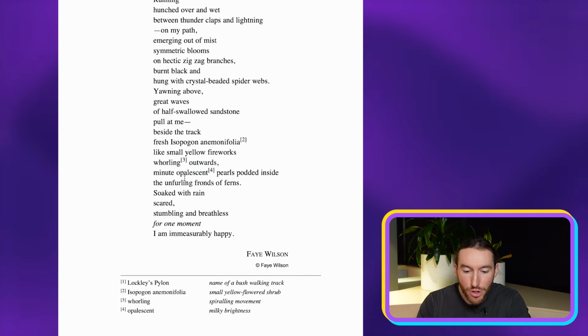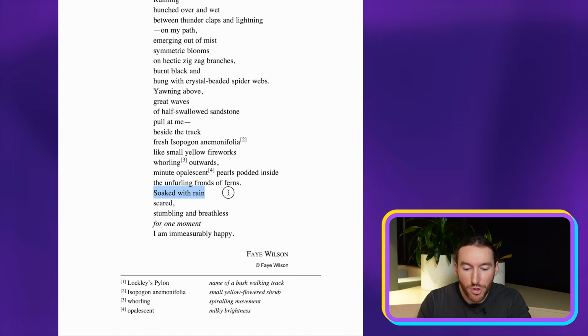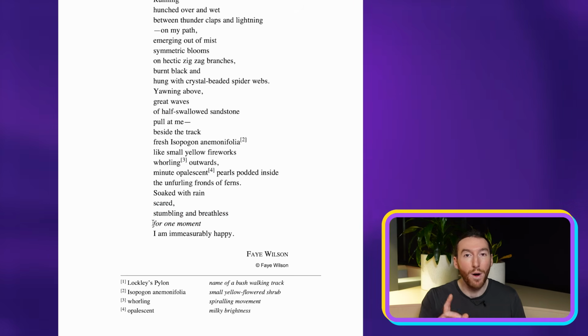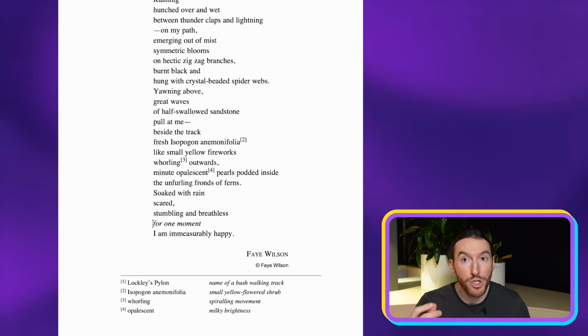"Hauling outwards. Minute opalescent" — opalescent, milky brightness, great word — "pearls potted inside." So you've got all this imagery of all of nature here on this bushwalk. And then it comes, this is the key thing right at the end. "Soaked with rain, scared." Okay, you're soaked, you're emotionally uncomfortable, scared. It's not just physical discomfort. Now for a 3 mark, if you wanted to bring in the last point, an emotional discomfort, emotive language, scared. "Stumbling and breathless, for one moment" — this epiphany moment, this realization of what's around me, this lucid moment of awareness about the beauty of nature.